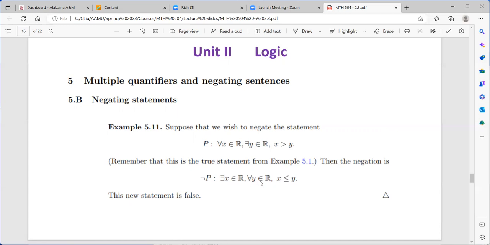Because for all real numbers y, you cannot find a number x that is less than or equal to all of them. Okay, you cannot find the smallest number in the real numbers, basically. All right, and we talked about that before, actually. That's a false statement, and that should be the case because the first statement P is true. So the negation of P should be false.